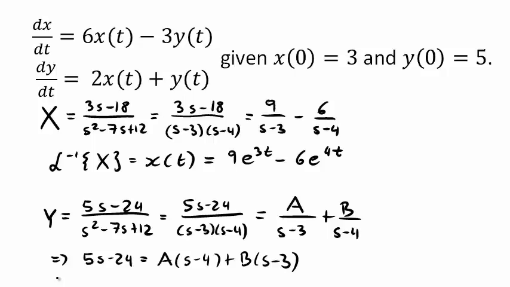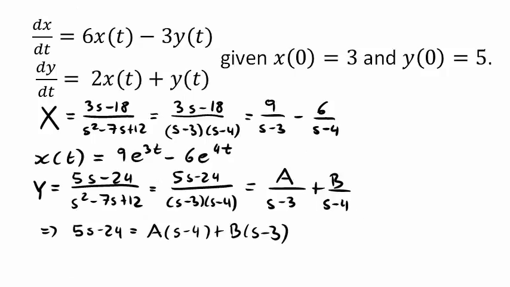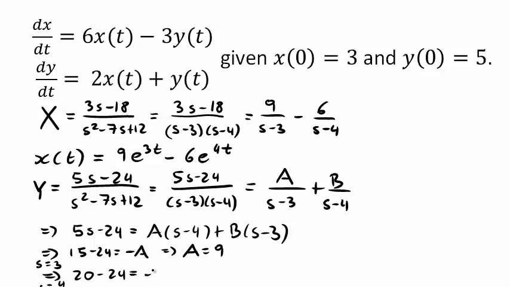That means I might just tidy up a little bit. If I sub in s equal to 3, I get 15 minus 24 is equal to minus a. So that means 15 minus 24 is of course negative 9. That means a is equal to 9. And I do a similar thing for s equal to 4. So I have 20 minus 24, of course that's negative 4, is equal to b. So b is negative 4.